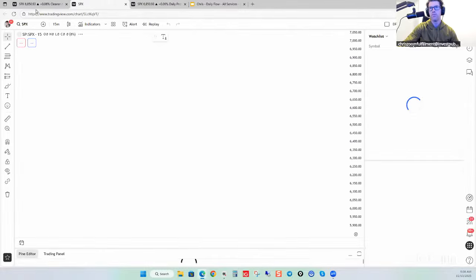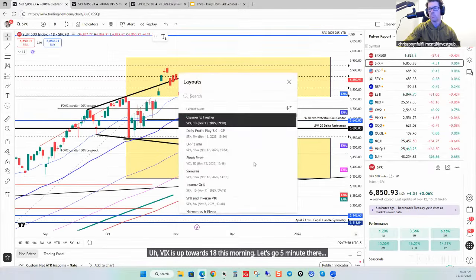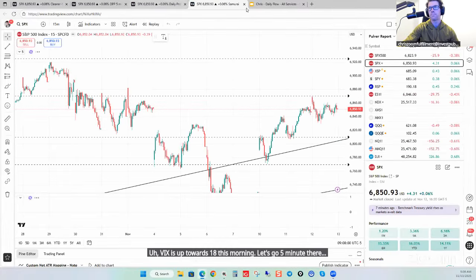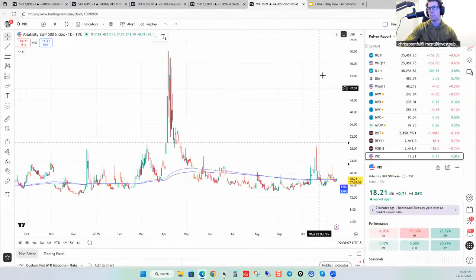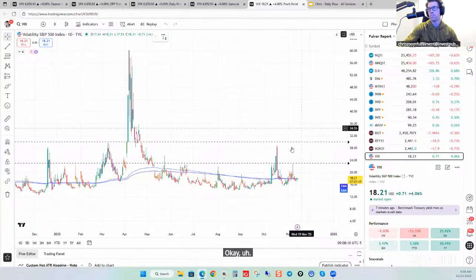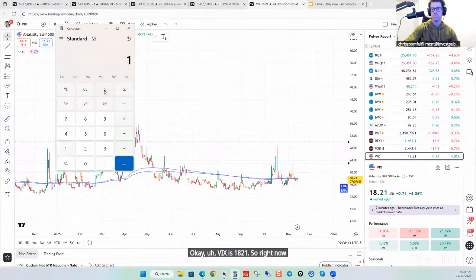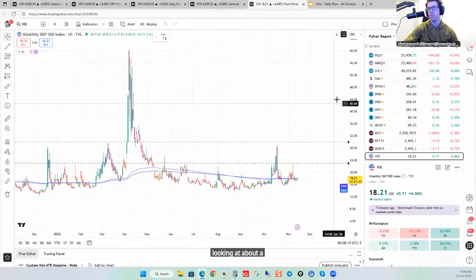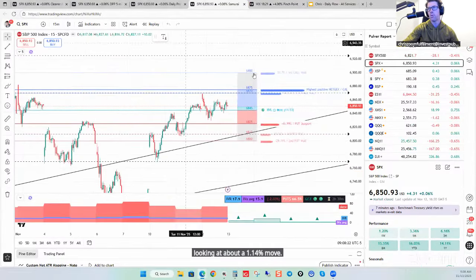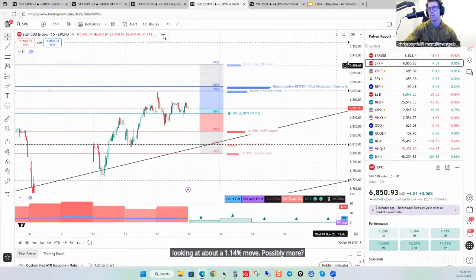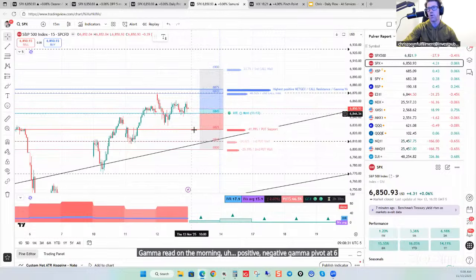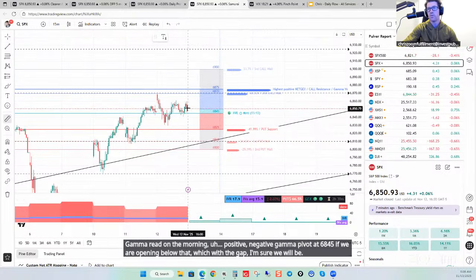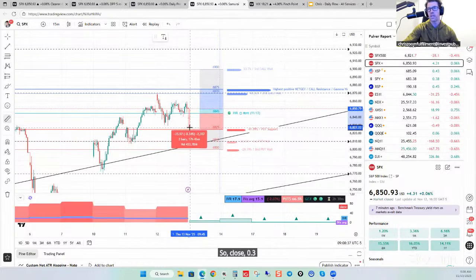Let's go 5 minute there. Okay, VIX is 18.21. So right now, looking about a 1.14% move, possibly more. Gamma read on the morning, positive negative gamma pivot at 68.45. If we are opening below that, which with the gap, I'm sure we will be. So close 0.3 to 0.4% gap. We're going to open up in negative gamma.